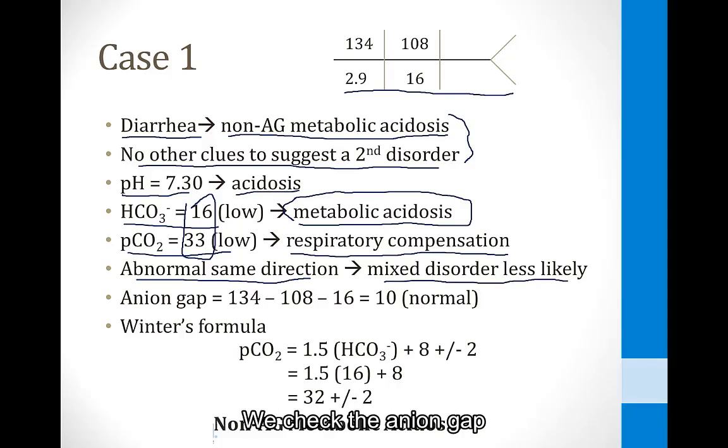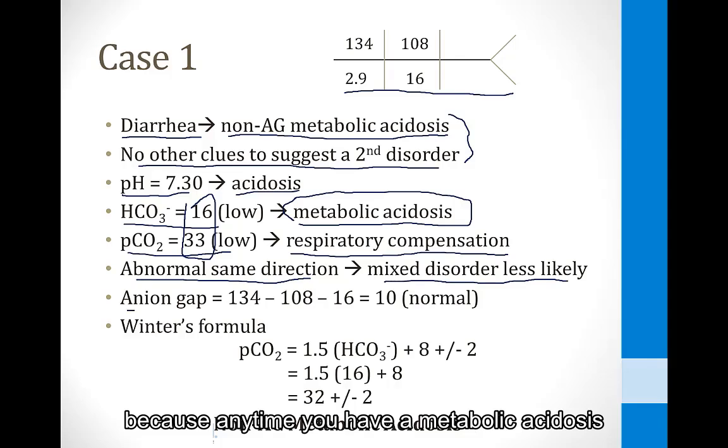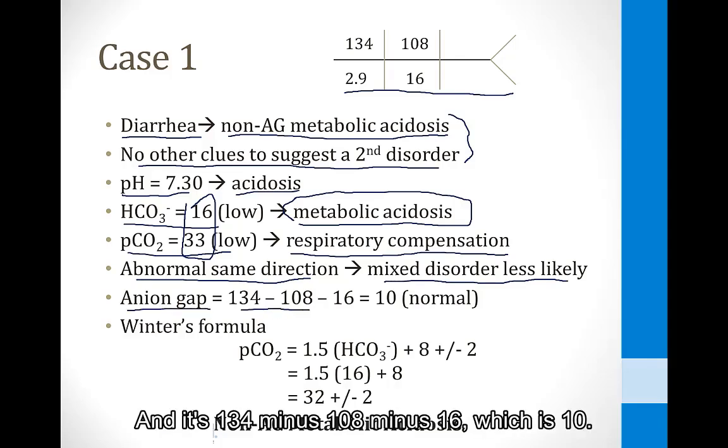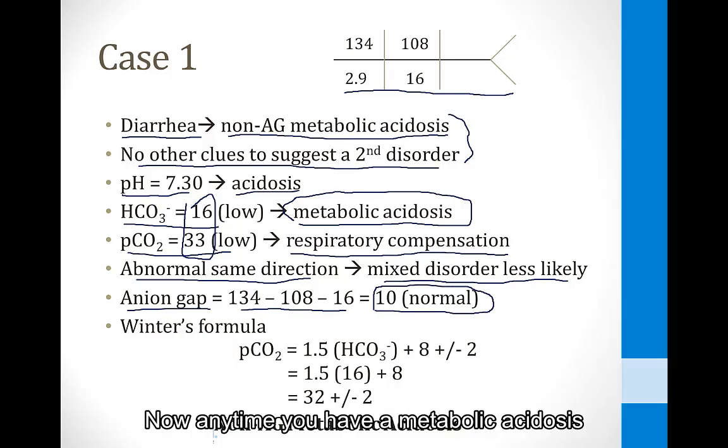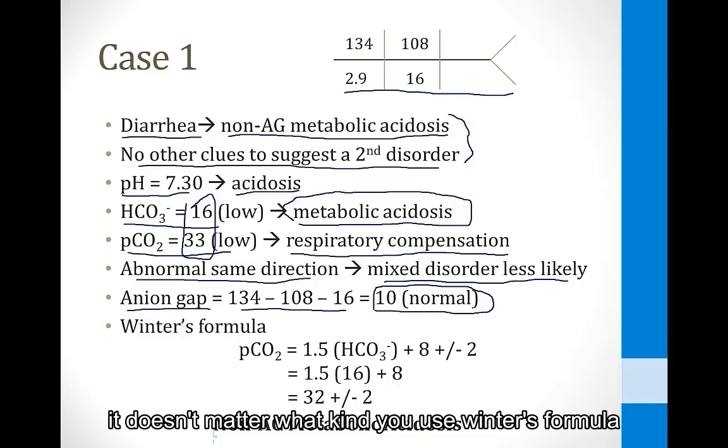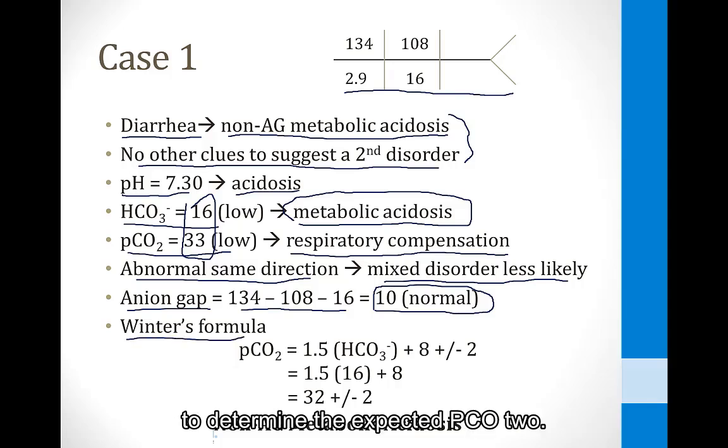We check the anion gap because anytime you have a metabolic acidosis, you have to check the anion gap. It's 134 minus 108 minus 16, which is 10, and that's normal. Normal is less than 12. Now, anytime you have a metabolic acidosis, it doesn't matter what kind, you use Winter's formula to determine the expected PCO2. So now we're going to use Winter's formula.